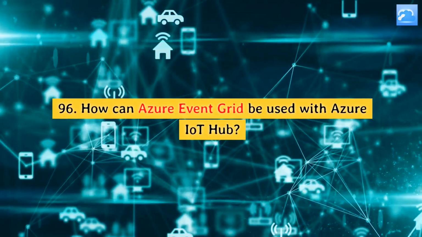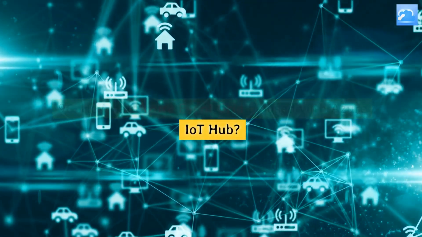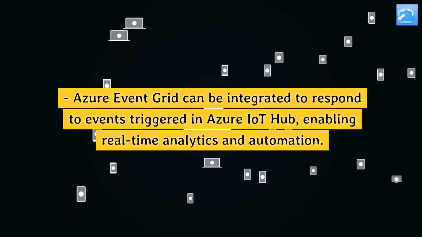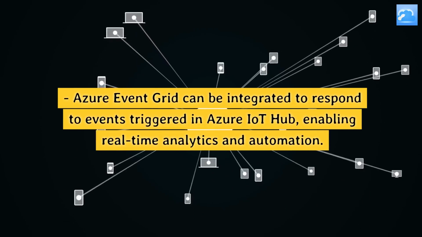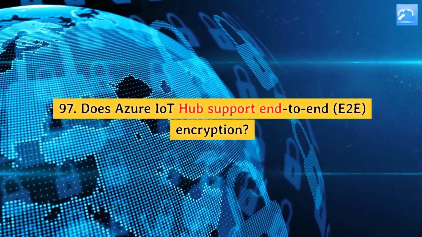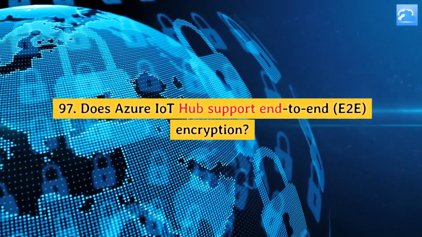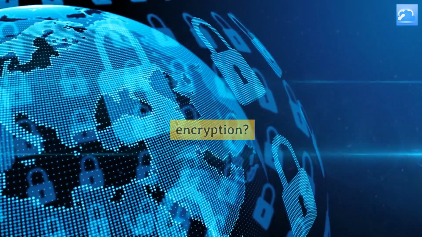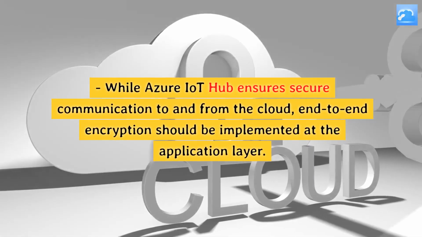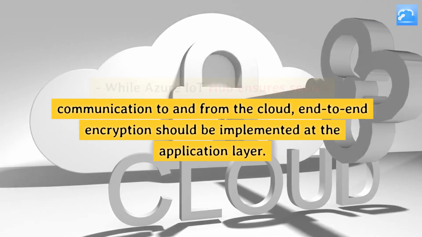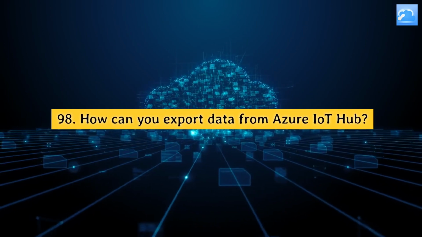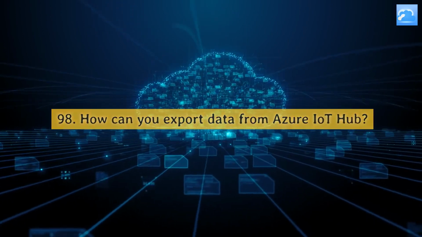96. How can Azure Event Grid be used with Azure IoT Hub? Azure Event Grid can be integrated to respond to events triggered in Azure IoT Hub, enabling real-time analytics and automation. 97. Does Azure IoT Hub support end-to-end (E2E) encryption? While Azure IoT Hub ensures secure communication to and from the cloud, end-to-end encryption should be implemented at the application layer.